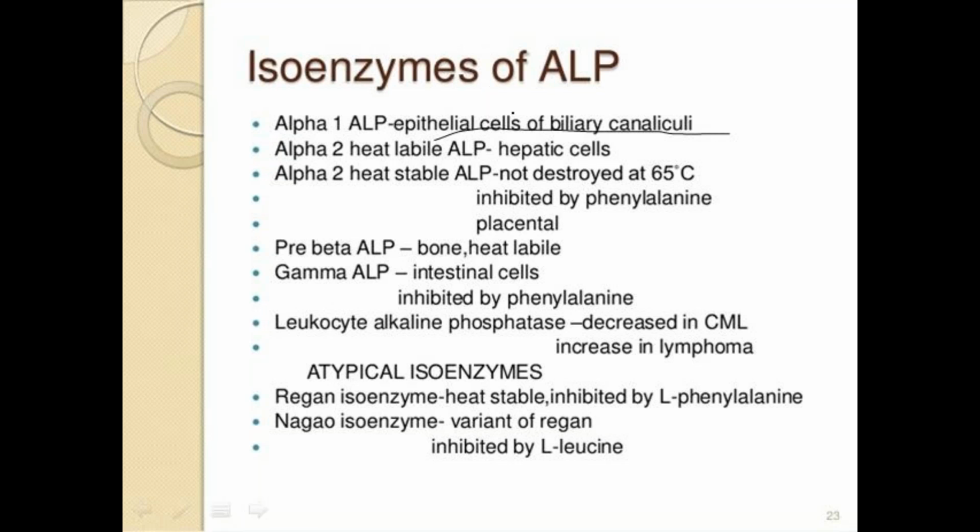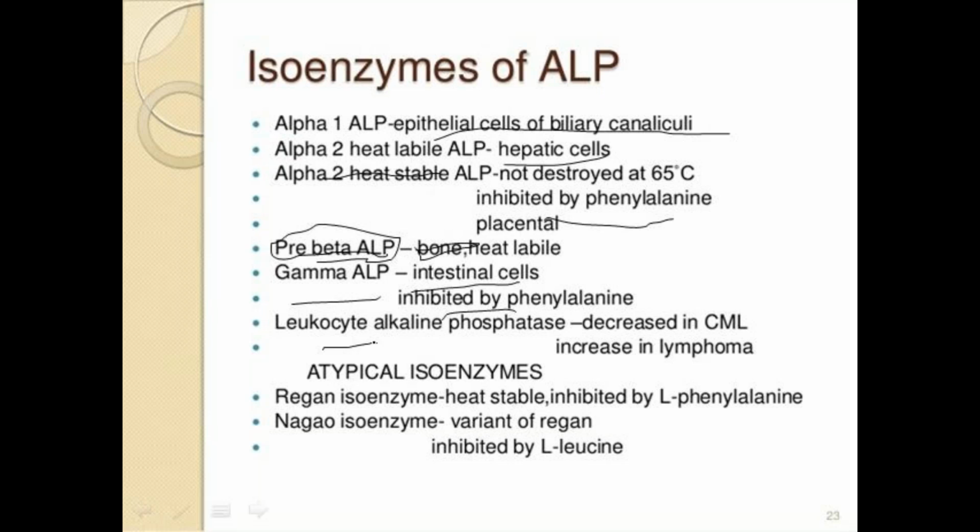Next, heat labile ALP is mainly present in hepatic cells. Next, heat stable ones are not destroyed by high temperature, but are inhibited by some precursors, for example phenylalanine. Next, pre-beta ALP, you have to remember this also, is mainly present in bone and is the marker for bone diseases. Next, gamma ALP is present in intestinal cells and is inhibited by phenylalanine.